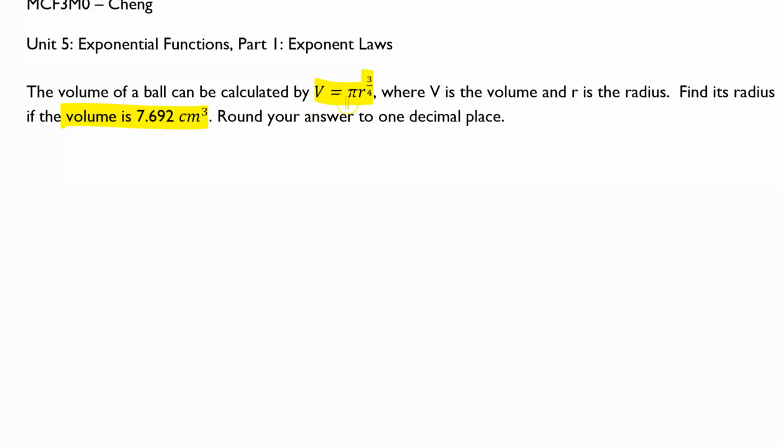Okay, 7.692 needs to go in for the V, and let's do that first. So we're simply going to write 7.692 is equal to πr^(3/4). Okay, what about pi? Is that a variable? No. It is a symbol representing pi itself as a number, okay?